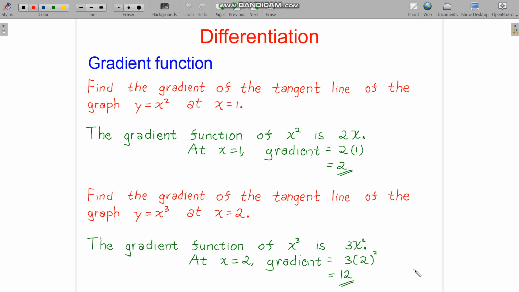Now actually we can use something called the gradient function. For x squared, the gradient function is 2x. So when the x is 1, the gradient is simply 2 times 1, which is 2. This is the exact value of the gradient. And for x cubed, the gradient function is 3x squared. So when the x is 2, we can just plug in 2, we get 12. So 12 is actually the exact value of the tangent gradient of this curve when the x is 2.